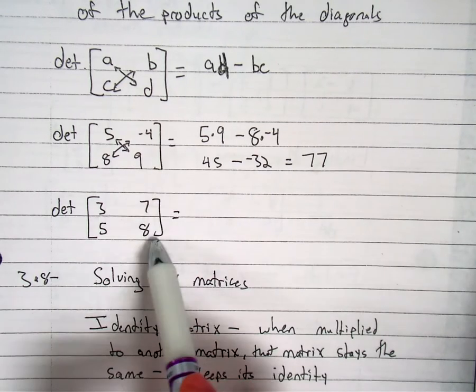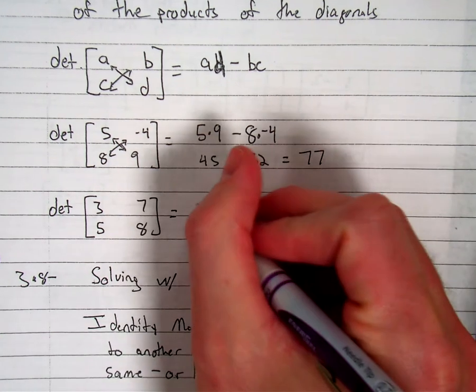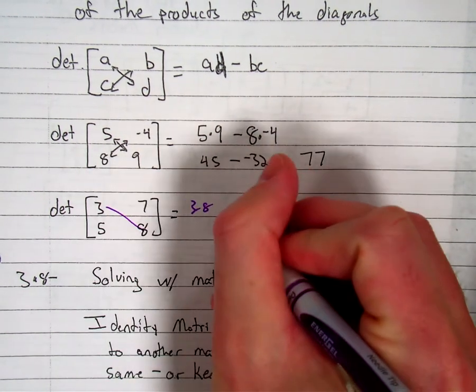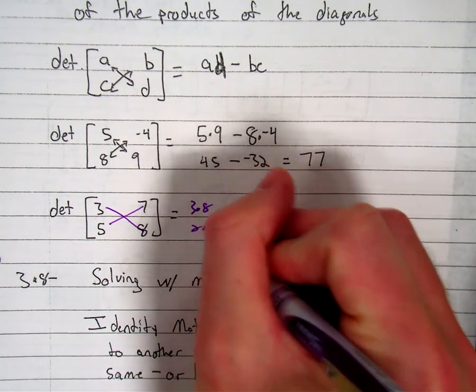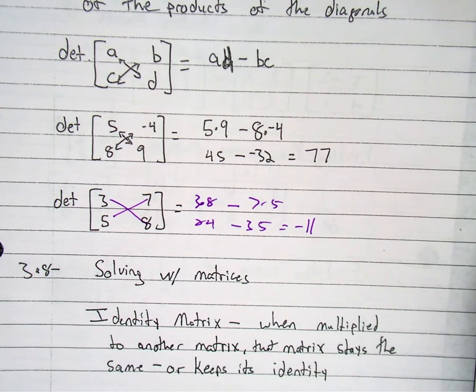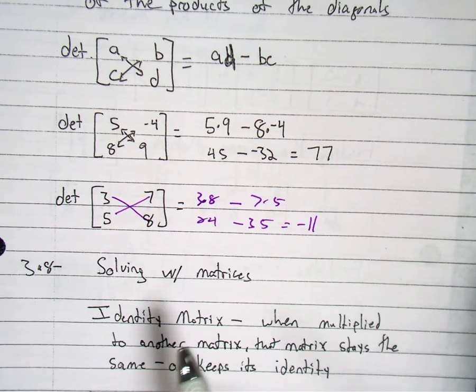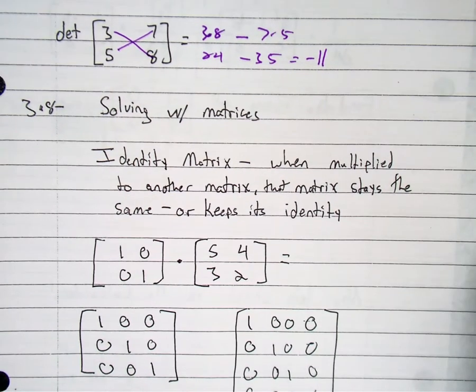Now let's have you subtract the diagonals. What do you get? 3 times 8 minus 7 times 5. 24 minus 35. We should be getting negative 11. So it's basically an awareness thing of how to do it by hand. It comes in handy here with a little bit of the build-up in 3.8, which is solving systems of equations with matrices.